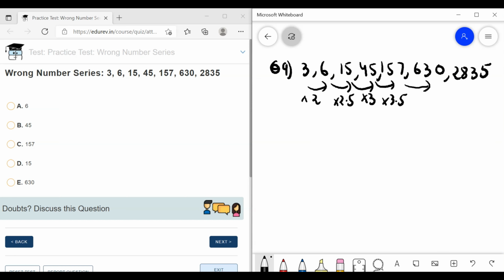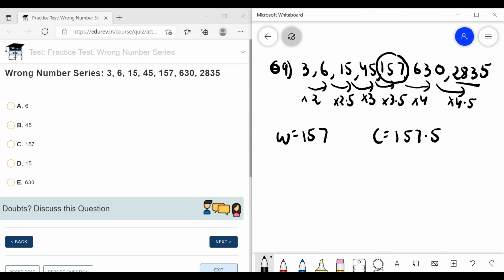But what about 630 to 2835? Because this should have been into 4 and this should be into 4.5. And if you do the calculation, you will see that 630 into 4.5 is actually 2835. Therefore, we can clearly understand our wrong number in this particular series is 157. Therefore, our wrong number would be 157 and therefore the correct number would be 157.5.